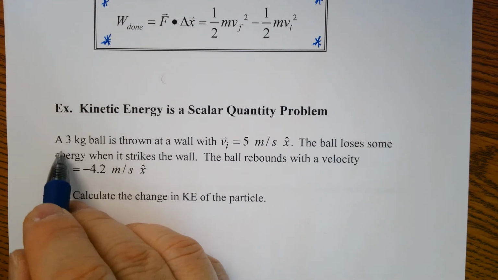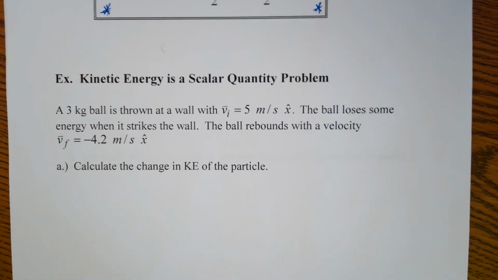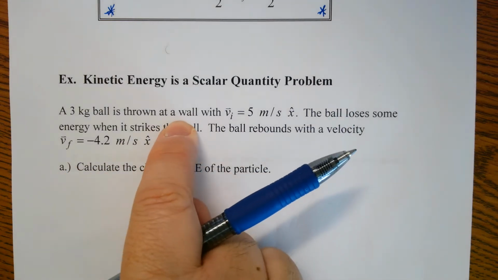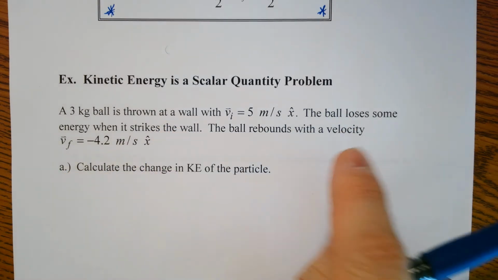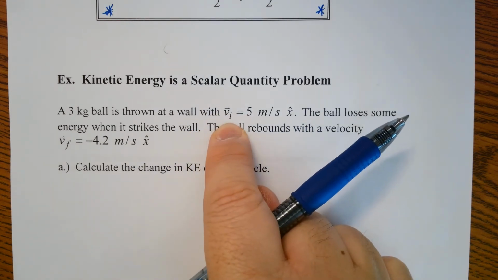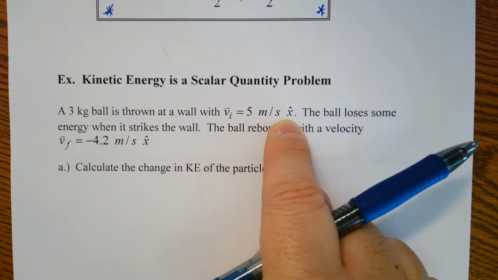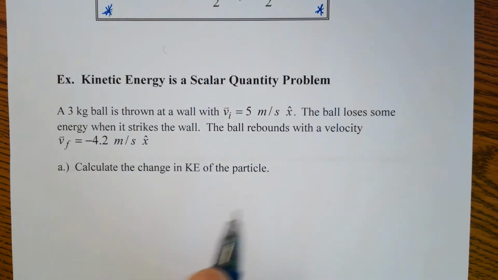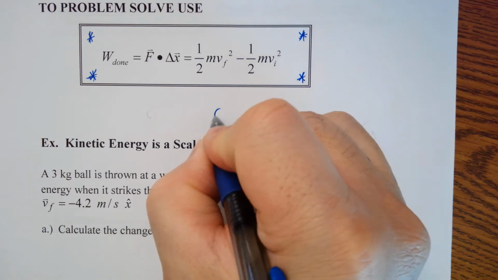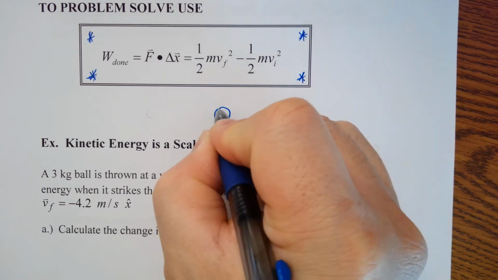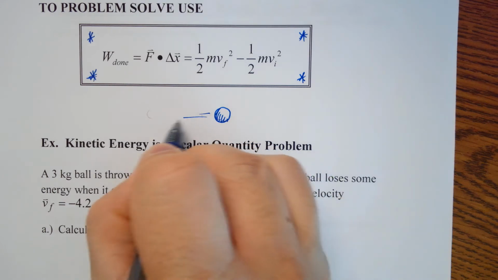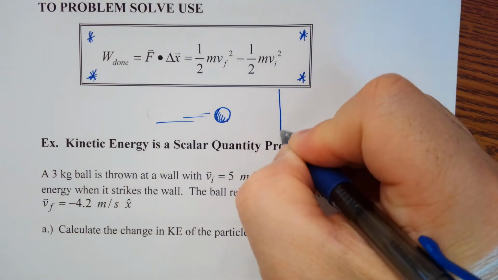All right, so here, an example problem states a 3 kilogram ball is thrown at a wall, with initial velocity equal to 5 meters per second in the positive x hat direction, right? So here we have a ball that is thrown to a wall, right?